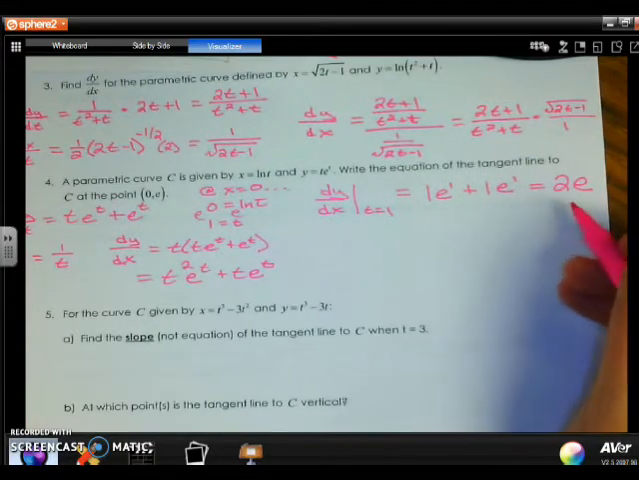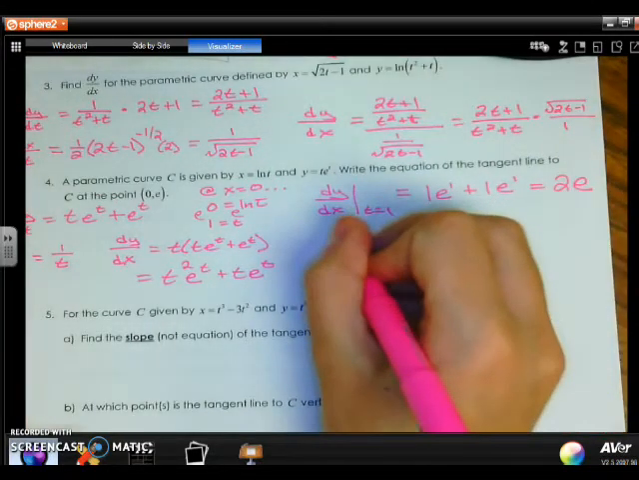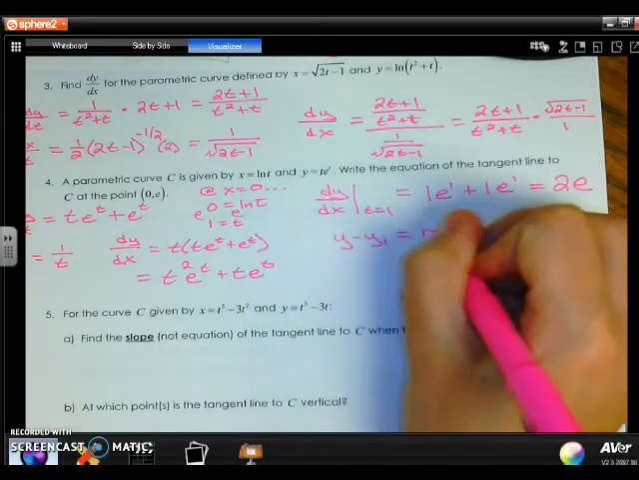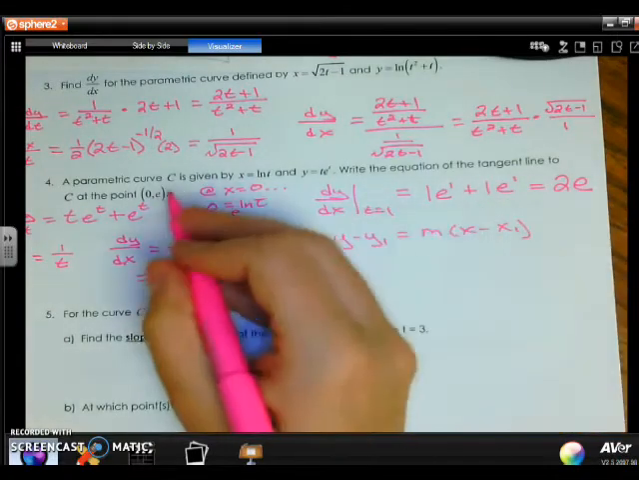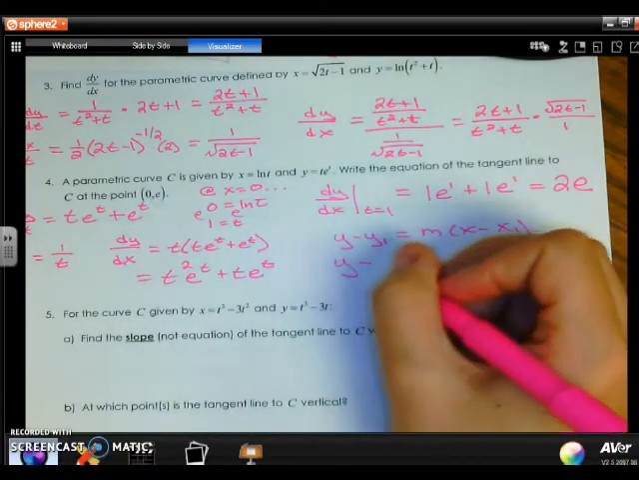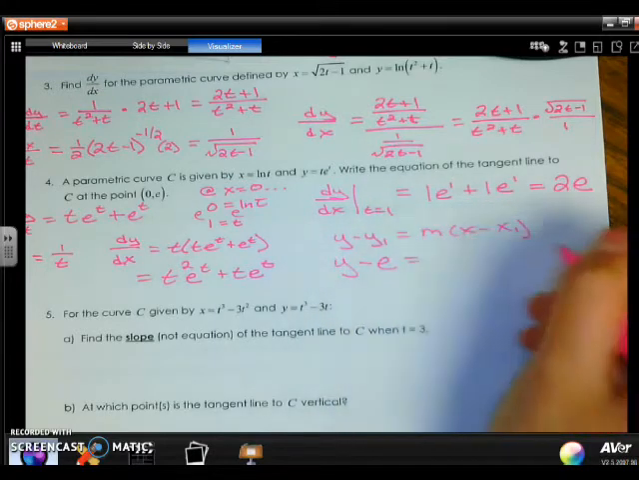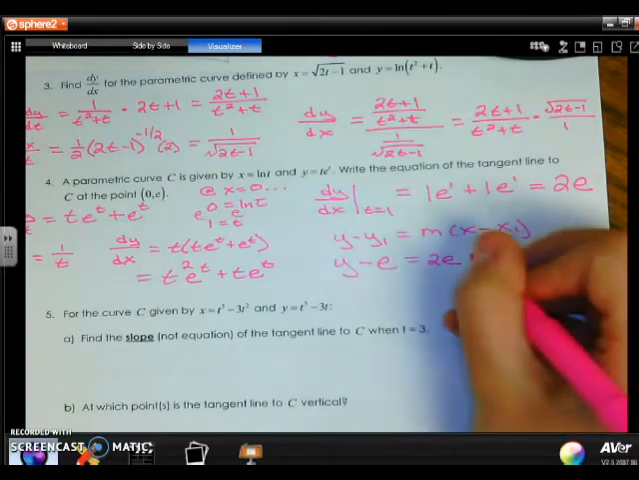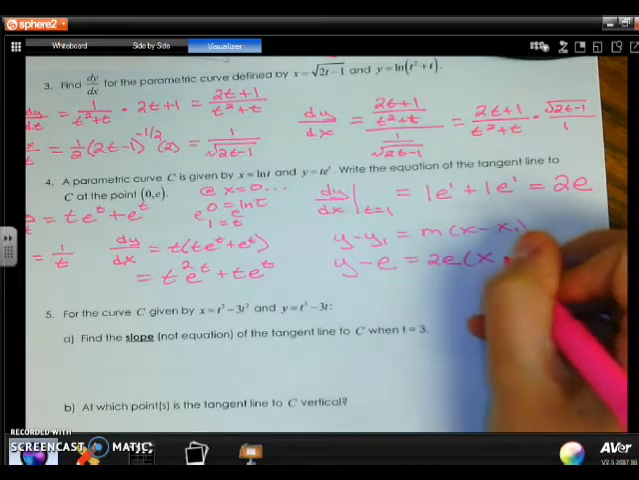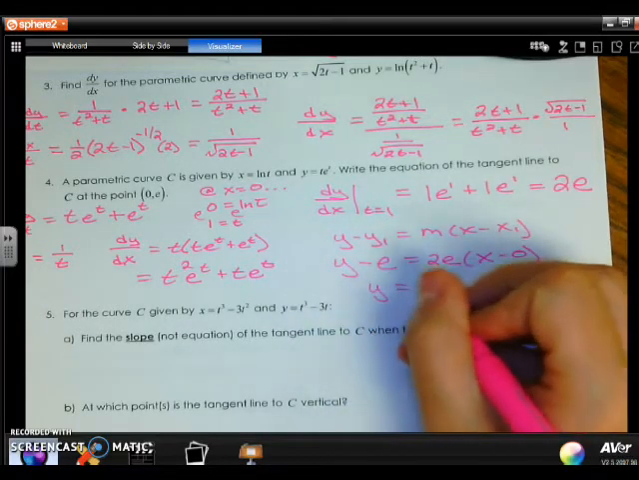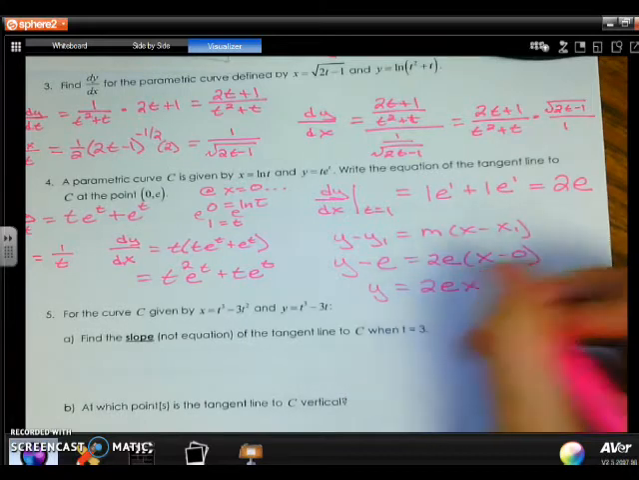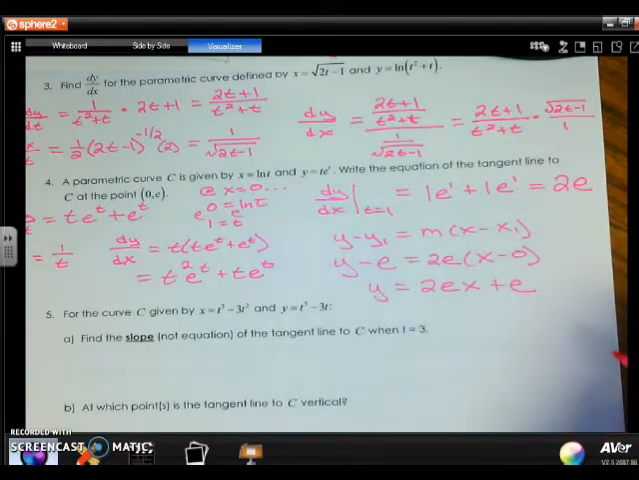This is your slope. And now we want to plug that into y minus y1 equals m, parentheses x minus x1. We're going to use our point slope formula. This is the m. Y minus y1, so that's y minus e, equals m. That's 2e, parentheses x minus 0. And you could clean that up a little bit if you wanted to. I'll just clean this one up since it's not so bad. Plus an e over there. Okay, and that's how you do number 4.